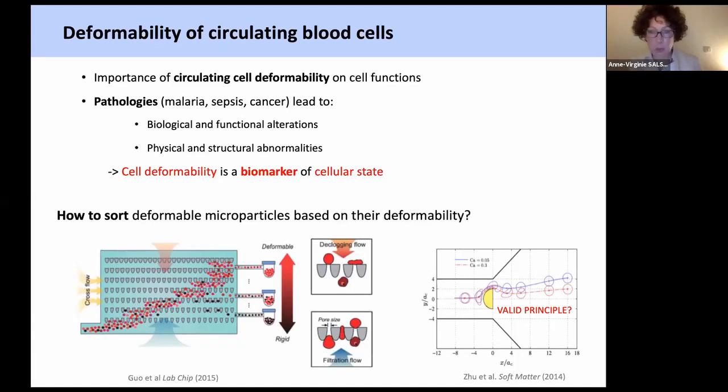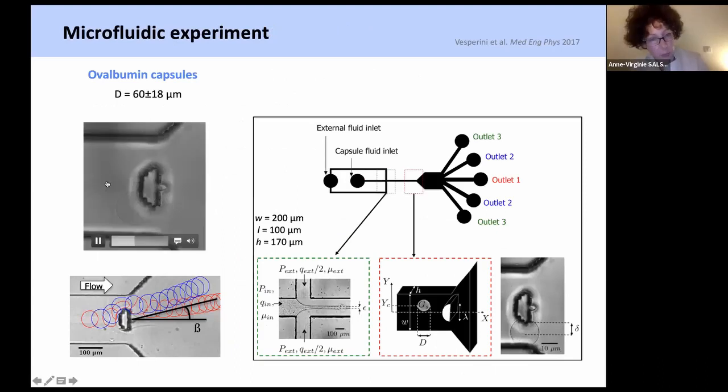So we wanted to see whether the principle from the theoretical and numerical study of Lili was valid, whether it was a good principle. So we took microcapsules, this time made of ovalbumin. And you see the obstacle here. The capsule deforms, goes through the small gap between the obstacle and the wall, and then the trajectory changes depending on the deformability of the microcapsule.